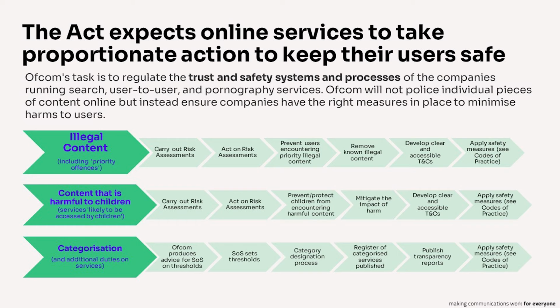In essence, three broad types of service are in scope of the provisions of the Act. So firstly, any online services which enable users to share content or contact or interact with one another online, including social media services, but also online messaging services are in scope. Secondly, search services are in scope, so search engines. And thirdly, publishers of pornographic content online are in scope of the Act.